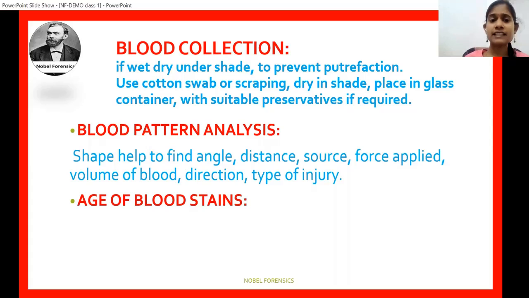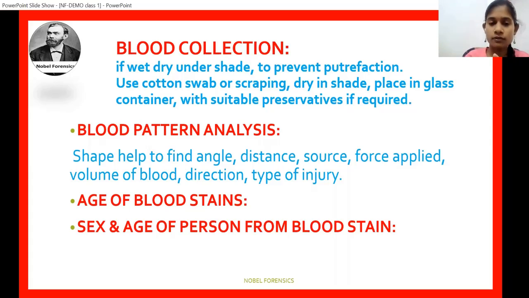Then age of blood stain. Here, age of blood stain, not age of the person. You know that fresh blood is bright red, but after 12 to 24 hours it becomes brownish red. Then after a few days to few weeks, it becomes blackish. So with passing time, it changes its color. With the color of the blood stain, we can estimate the age of blood, and that helps in criminal investigation to identify the date of the crime. Like if the blood stain was 3 days old, then the crime could have happened 3 days before.